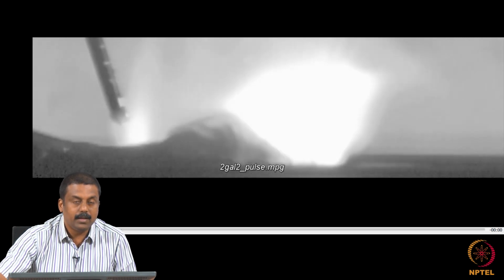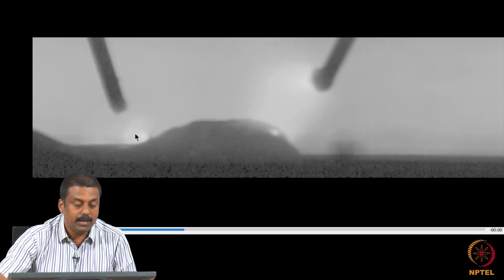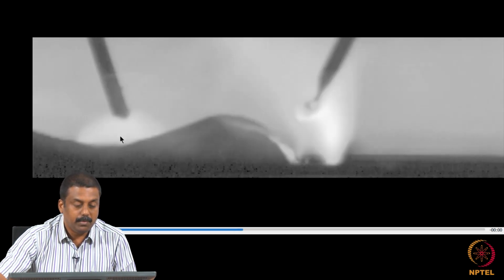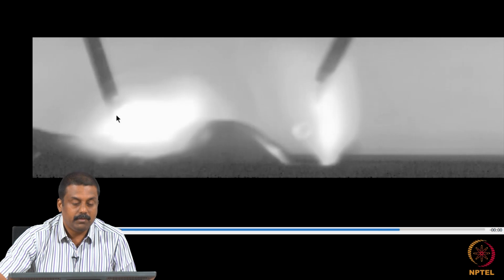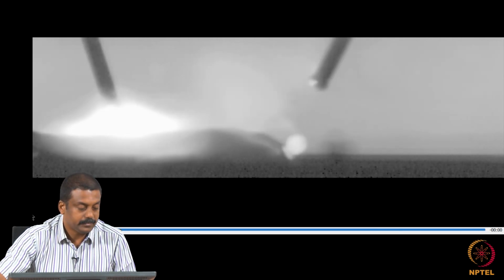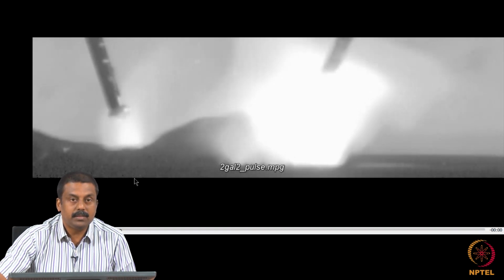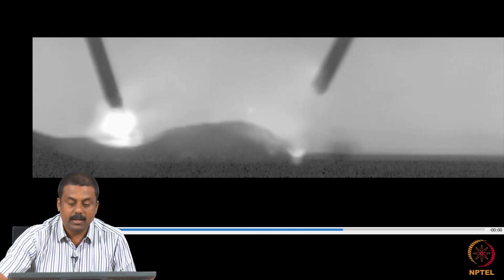Because of the use of both the mean current, the pulse current and the background current, we have a more stable process where we detach one droplet per pulse, and by changing the frequency of the pulsing we may also change the droplet transfer frequency. So the main advantage of pulse GMAW is that we achieve spray transfer at a much lower mean current than conventional GMAW, and because of that we reduce the heat input significantly.